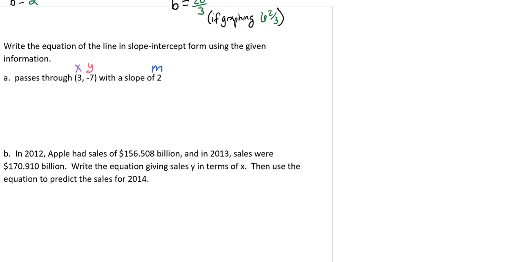Because it gives us an x and a y value, we want to use the point-slope equation. So again, because it gave us a point and it gave us the slope, we want to use the point-slope equation, which is y minus y1 equals m times x minus x1. And we're going to plug in our values here. So we know that our y goes there, and we know that our x goes there, and we know that our m goes there. So let's plug in the things that we have.